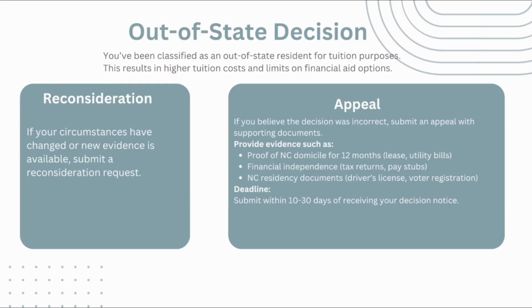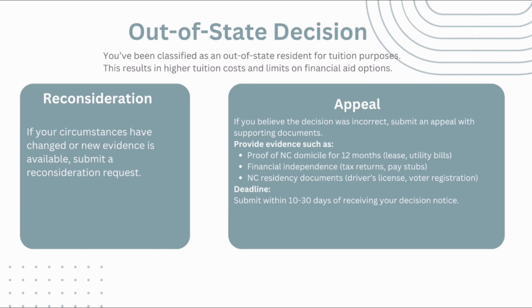In some cases, you might get an out-of-state decision. You've been classified as an out-of-state student, rather than a resident, for tuition purposes. This will result in higher tuition costs, just like I mentioned earlier, and limits on financial aid options. The consideration route would be the best choice if your current circumstances have changed and new evidence is available. Then go ahead and submit a consideration request. However, if you believe the decision was incorrect, then submit an appeal with supporting documents.